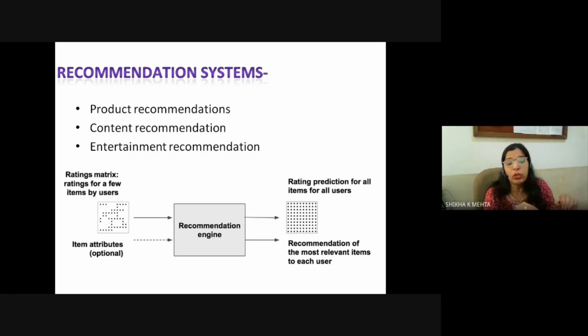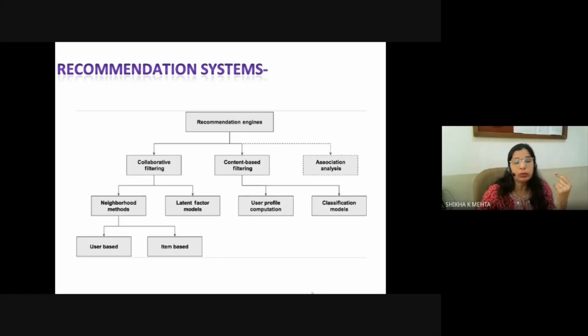Ratings for a few items by the users are fed into the recommendation engine, and then the system predicts what rating will be provided by this new user to this new product. If the rating is in my range, maybe more than the average rating that I give to the various products, then this particular new item will be recommended to this particular user. So let us look at the various kinds of algorithms which are being used for developing recommendation engines.